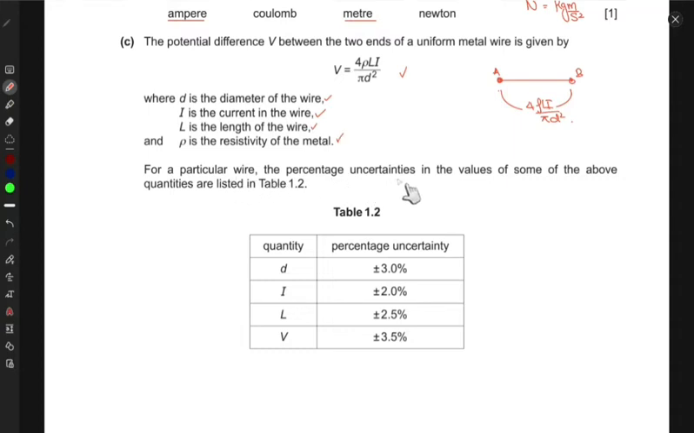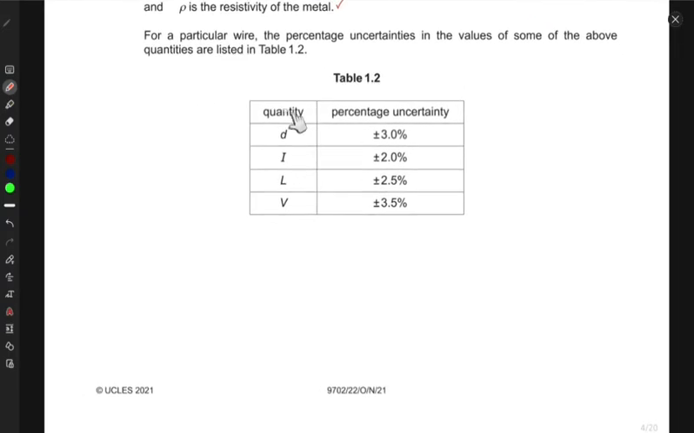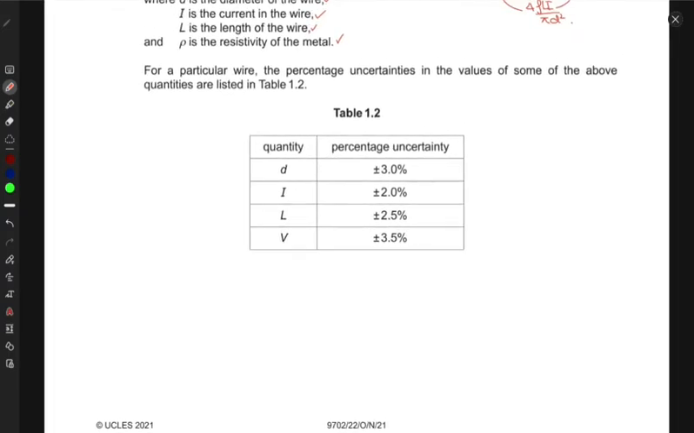For a particular wire, the percentage uncertainties in the values of some of the above quantities are listed over here. So you know that your percentage uncertainty for d is given as plus minus 3.0. For the current, it is plus minus 2.0. For length, it is plus minus 2.5%. And for V, it is plus minus 3.5%. Now, what does that mean? That means that there could be an error in the value of, for example, d, that could be either 3% higher or 3% lower than the original value.